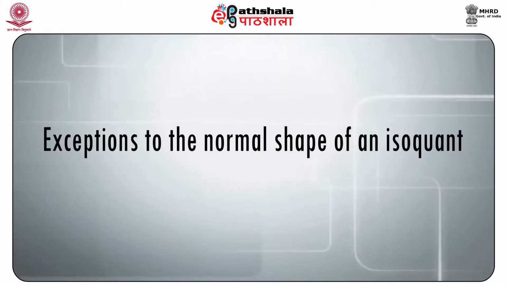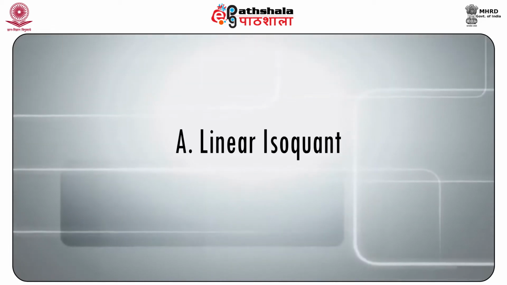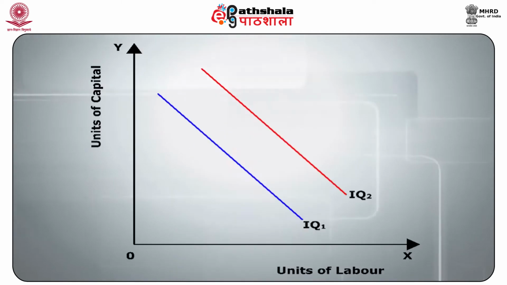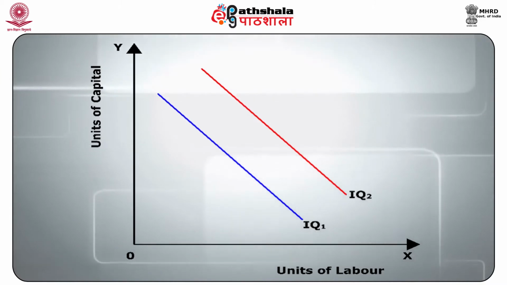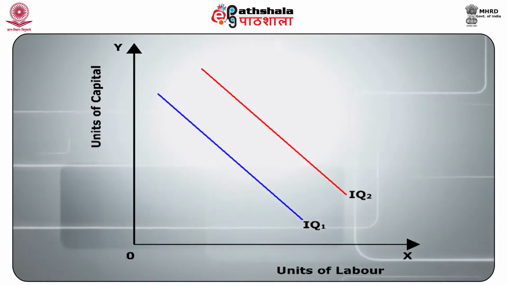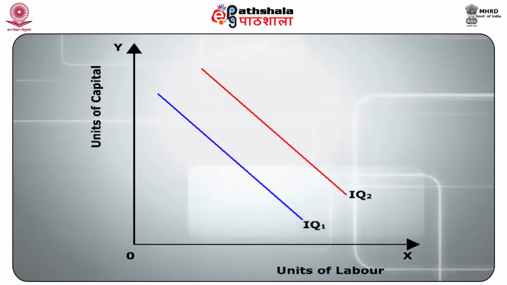Fifth, exceptions to the normal shape of an isoquant. A. Linear isoquant. When the two factors are perfect substitutes for each other, then isoquants are straight lines with negative slope. The marginal rate of technical substitution between two perfect substitutes remains constant. That is, for every addition in one factor, an equal amount of the other factor is sacrificed.